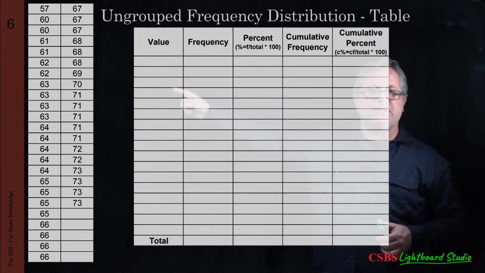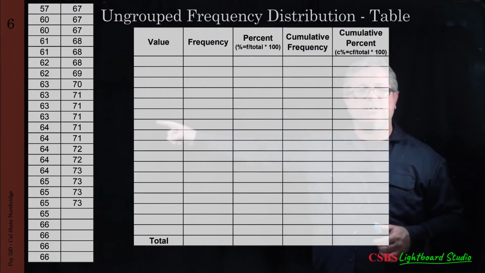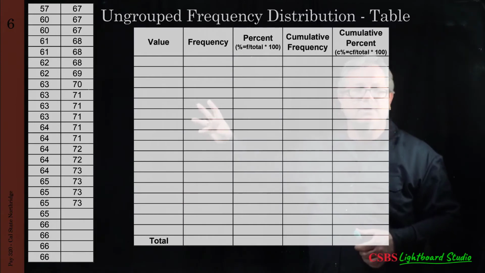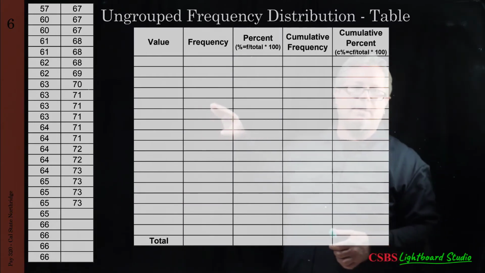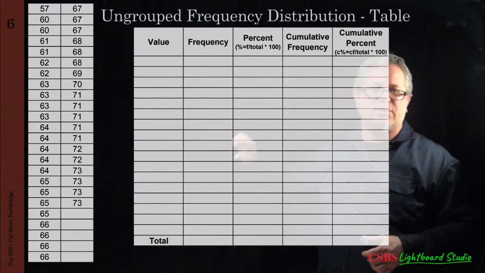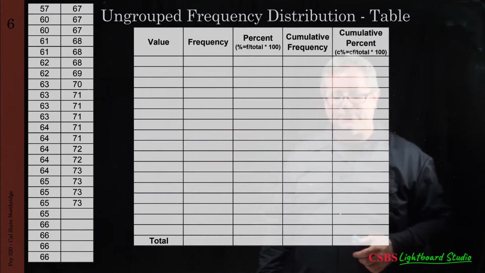We have two 60s, two 61s, two 62s, four 63s, looks like five 64s, four 65s, four 66s, three 67s, three 68s, one 69, one 70. We have five 71s, two 72s, and four 73s. Okay.